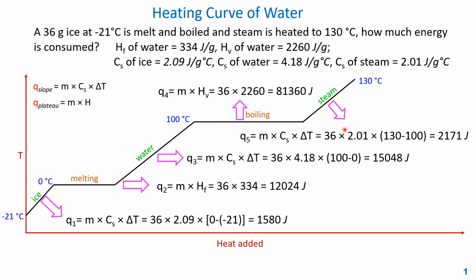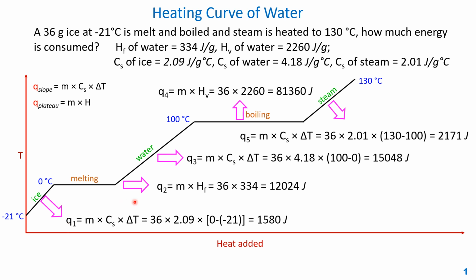So you have to use this formula, because it is a diagonal slope. That is mass times specific heat capacity times delta T. Mass is the same. The specific heat capacity of steam is 2.01 here, and the temperature change is 130 minus 100, so that's basically 30. You calculate that, 2,171 joules. So what will be the overall heat consumed?